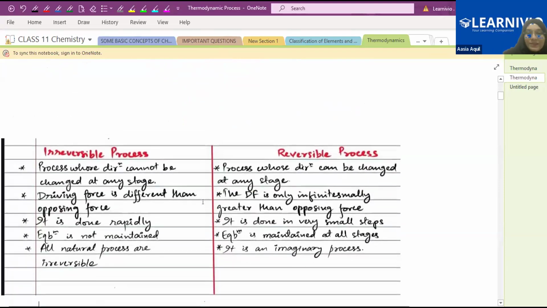So the first topic is reversible or irreversible process. There are two types of processes, reversible and irreversible. We will understand each and every topic in great detail. So what is a reversible process? A process whose direction can be changed at any stage.